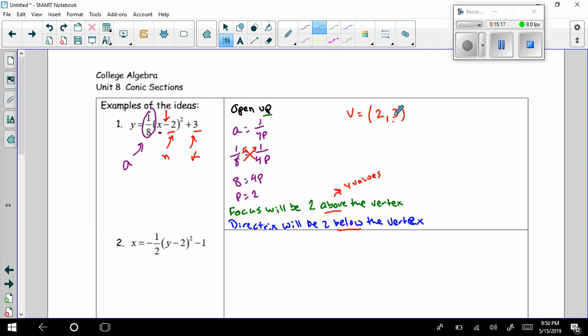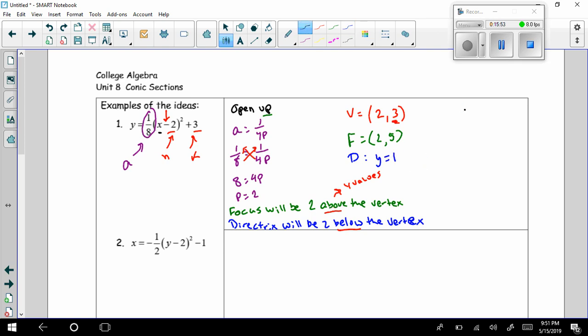So when we're talking about above or below our vertex, we're going to look at the y value, and that point is going to change. So without even graphing it, I can say, okay, well then my focus is going to be the same x value. That's not going to change, but it's going to go up 2 from 3. If I go up 2 from 3, I'm at 5. And my directrix goes down 2 from 3, and it's a line, so down 2 is at 1, which means it's at the line y equals 1.